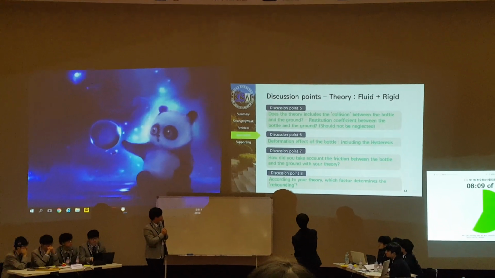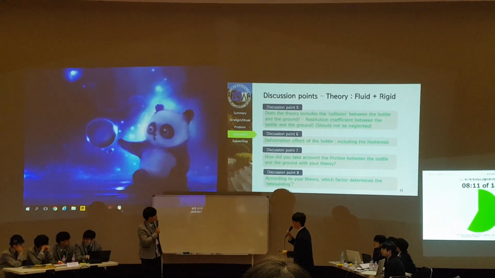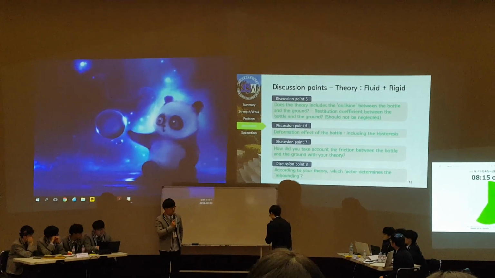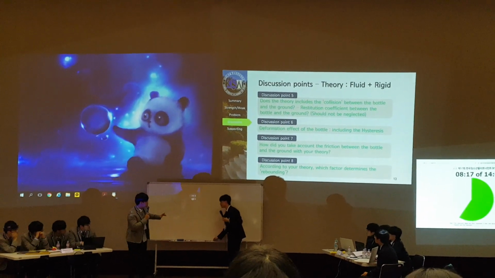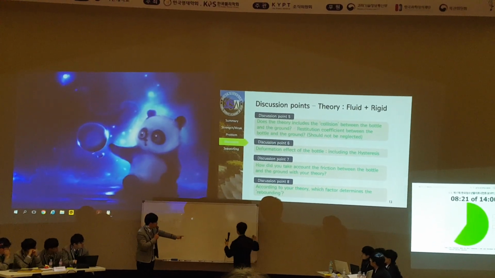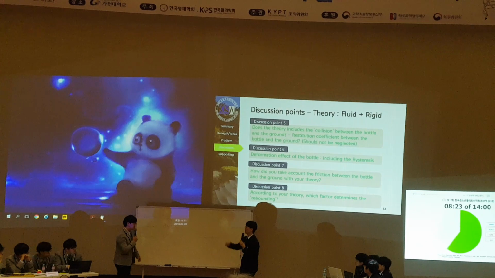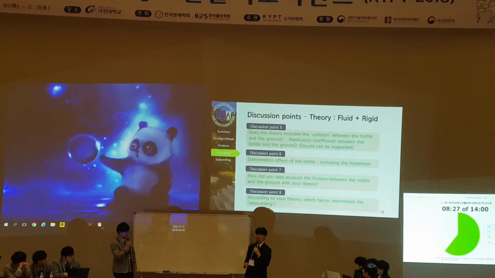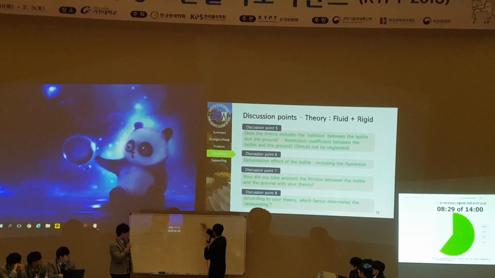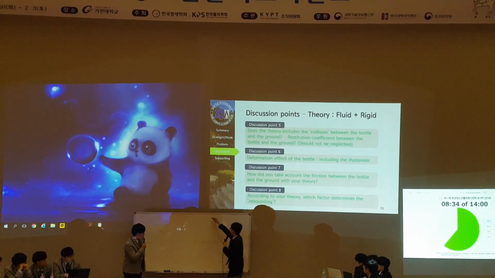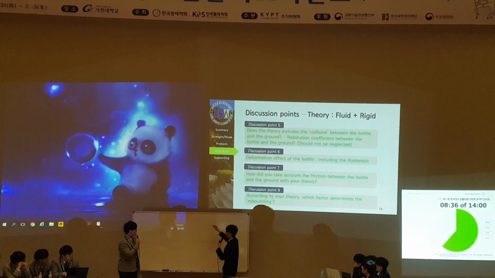Okay, the discussion point number 7. How did you take into account the friction between the bottle and the ground? I didn't take that into consideration because, you see, I mainly focused on the rotation, right? Not the translational movement. The friction exerts on that contact point, so it exerts no torque. Okay, sir, it's a really great point, and I would like to elaborate on this question. If you see this kind of situation, this is the critical angle 0.